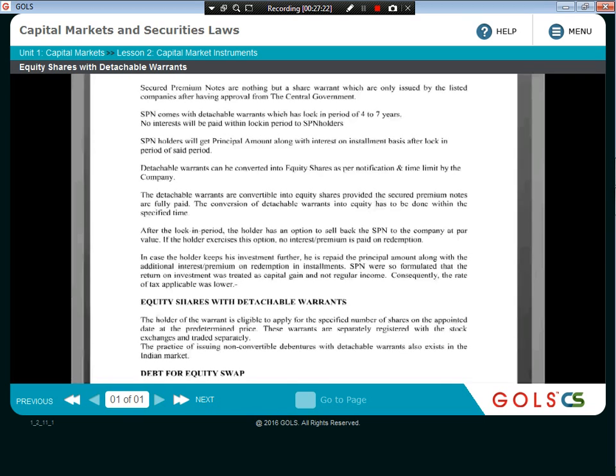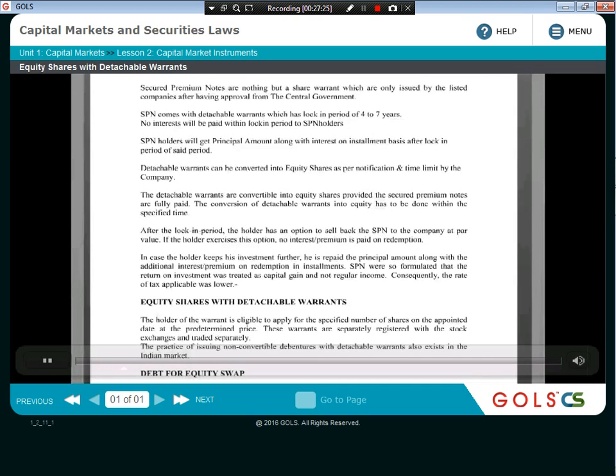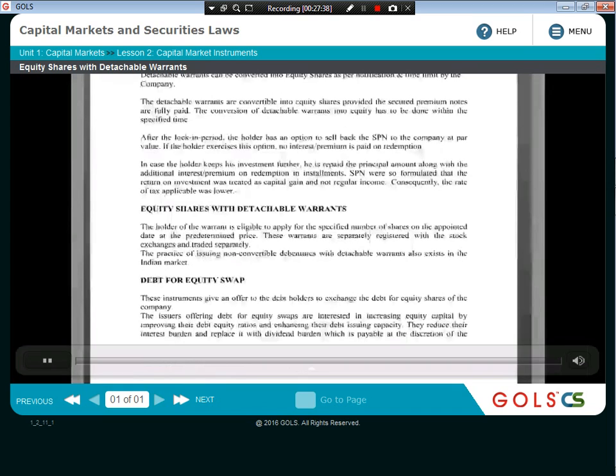Then there is equity shares with detachable warrants. This is different in the sense that the holder of the warrant is eligible to apply for the specified number of shares on the appointed date. And these warrants are separately registered with the stock exchange, they are traded separately. In India, it exists. Non-convertible debentures with detachable warrants are issued, but to my knowledge, the proportion is quite less. It's not very common, but yes, it is a practice which is still practiced in India, but it is not widely prevalent.